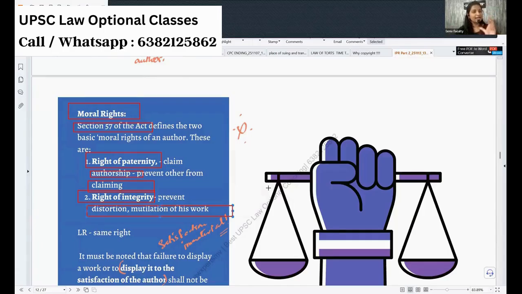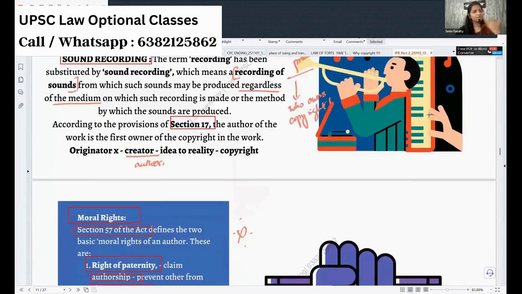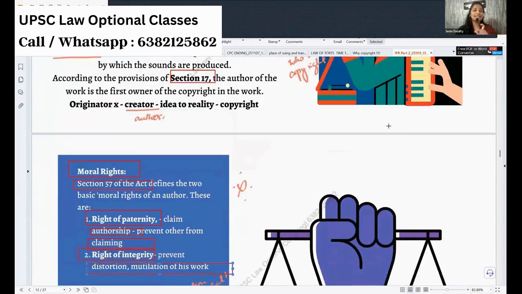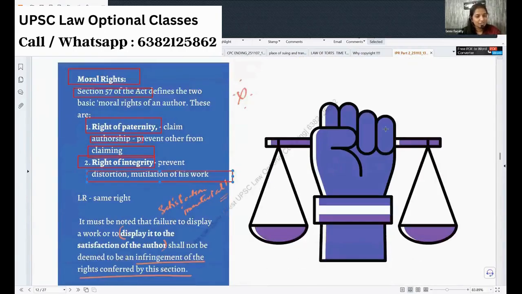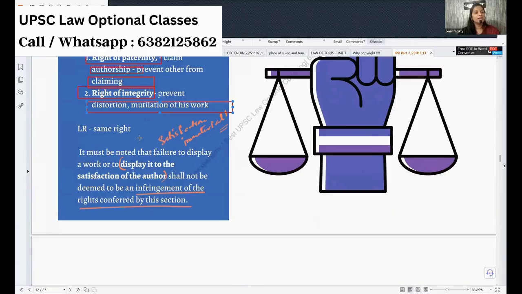So the author will have the economic rights to reproduce everything, and still he will have an inherent moral right, which is recognized under section 57. Now, if I'm not alive, my daughter or my son can own these rights, these moral rights. That is called the value of moral rights. Okay, so it will go to my legal heirs as well.